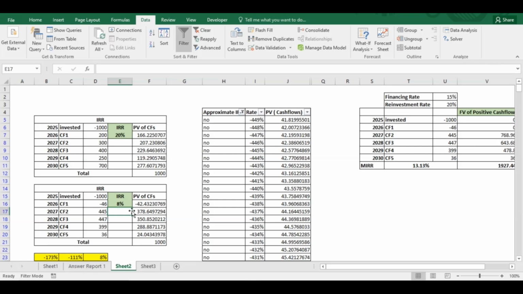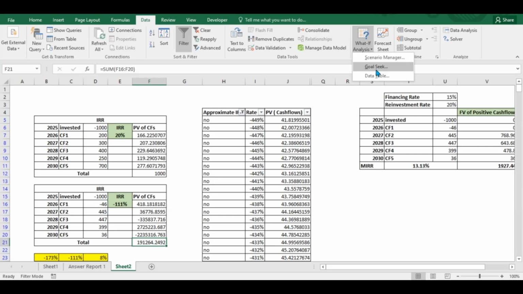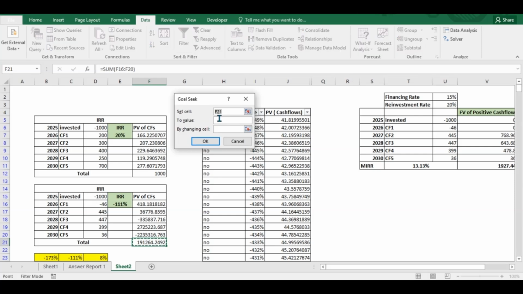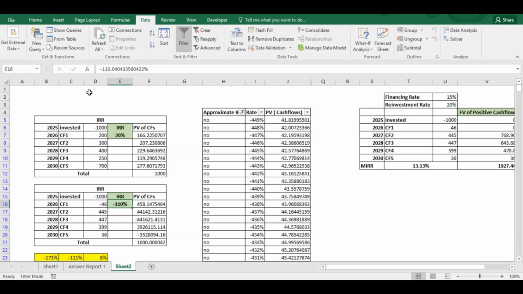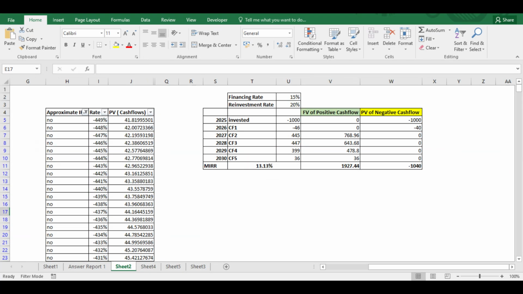So as we can see, if I put -111% as the IRR, and let's use the goal seek. And our goal is present value of all cash flows after first year to be 1000. And we will be changing the IRR number for this. And you can see -111% is the IRR for the project, and same way you can try for -173%.